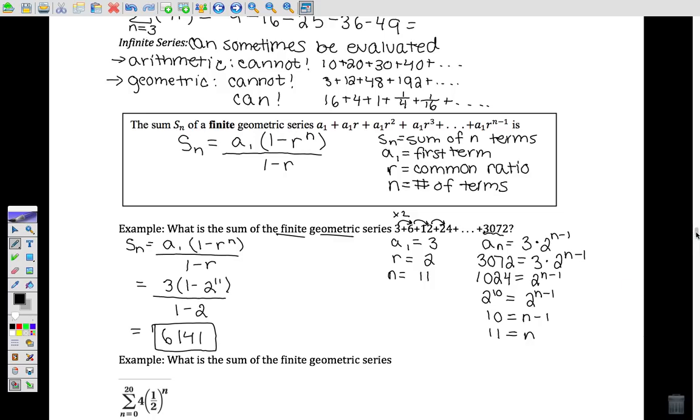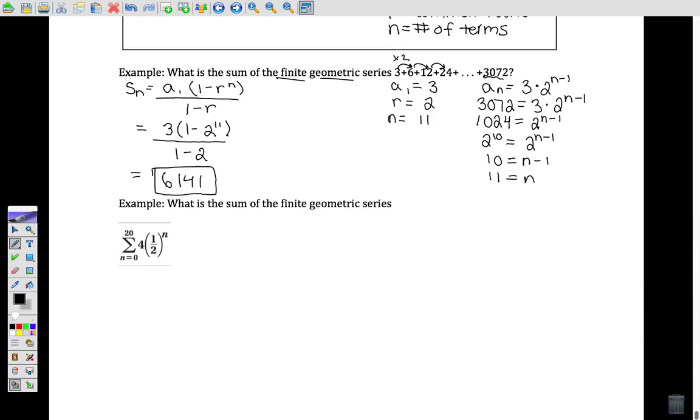So let's see how we can do it given summation notation. Summation notation just looks a little different. Instead of writing out the sequence, it still gives us all the information we need to know. So let's set up our formula again. A1 times 1 minus r to the n all over 1 minus r. If you get in the habit of writing that down as your first step, the formula will really start to stick in your head.